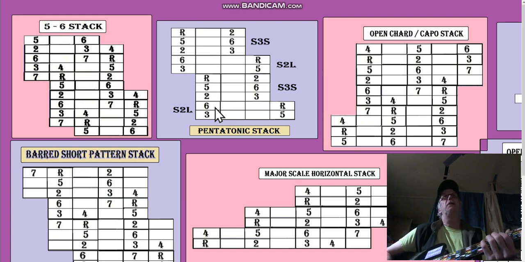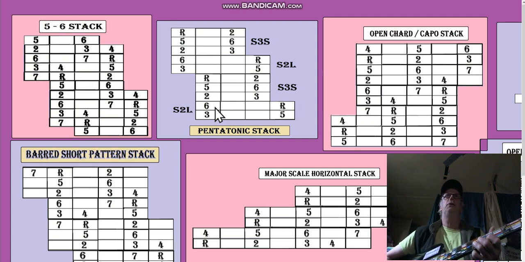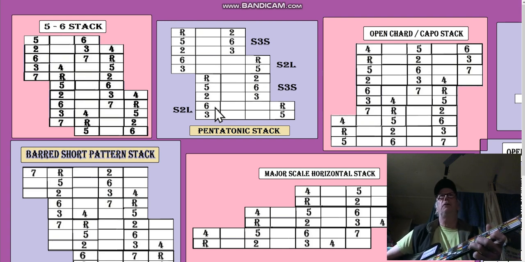Let's say we start on the 2nd string here. So let's say we're going to start on this A, okay, and that's going to be the 6th. One more time. Let's try that one more time. So it's 6, root, 2, 3, 5, 6, root, 2, and then 2, a 3, and a 5 on a long there.